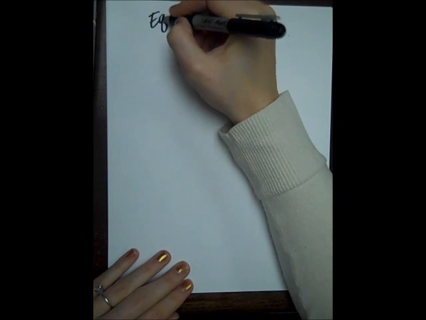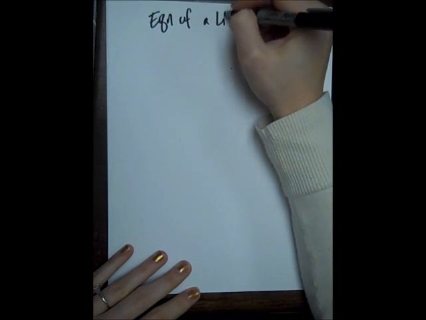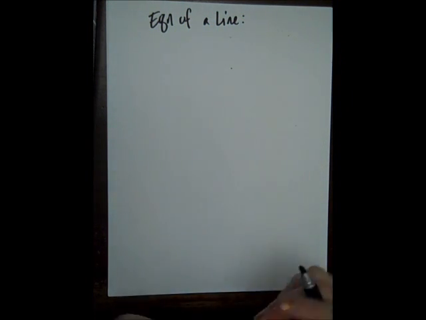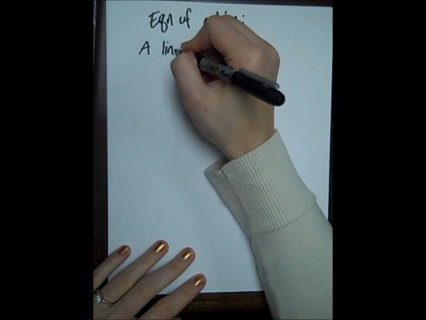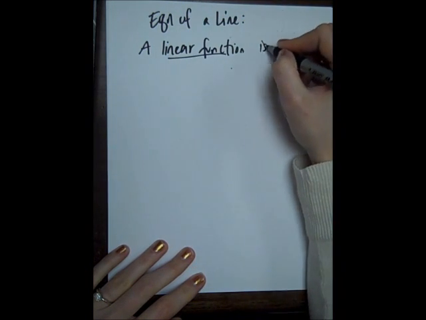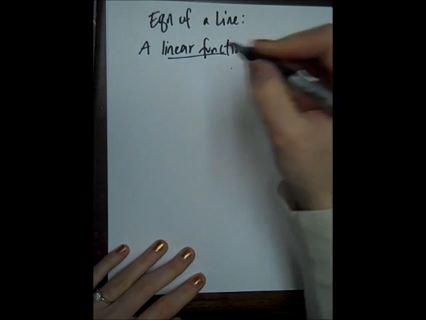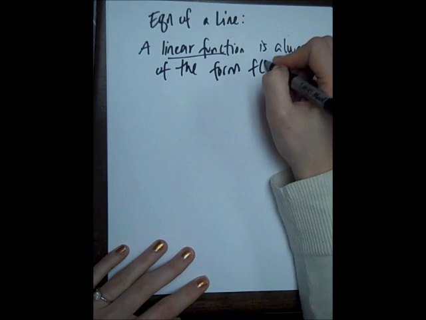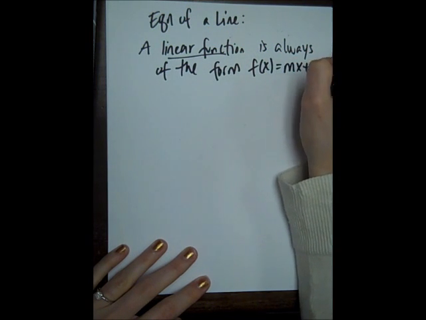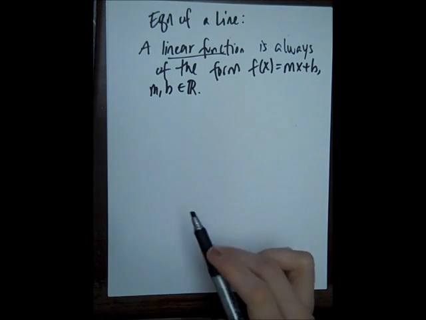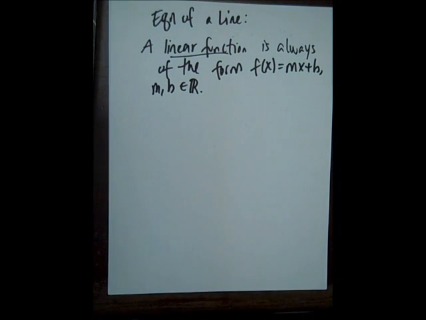So the next part to talk about is the equation of a line. For the equation of a line, we're going to start with what is a linear function. A linear function is always of the form f(x) = mx + b. m and b are just constants, so they're real numbers. Remember this notation, m and b are real numbers.